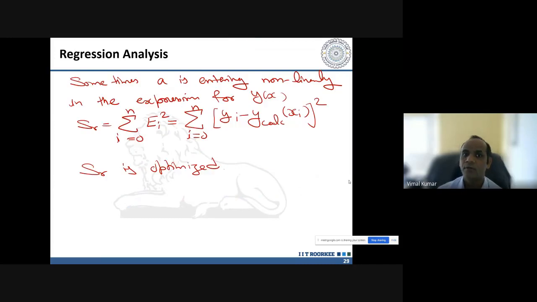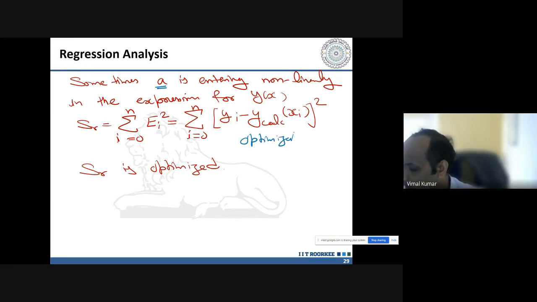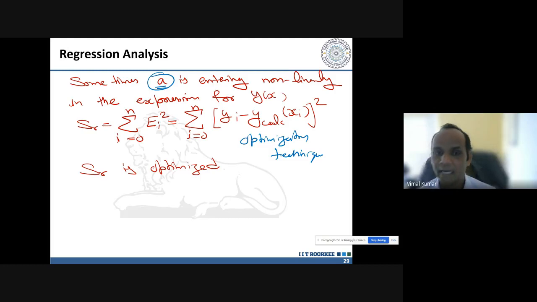But the problem comes where this coefficient is, as Dr. Raj is also referring, that the power is variable. I am playing with the power actually. So let's say A is entering non-linearly in the expression for y of x. In that case, my sum of residual square will be given by yi minus y calculated at xi, squared. So here I have to use some kind of optimization technique, not regression analysis. If A is entering the equation non-linearly, that means A is not constant, A is variable. These are some of the things I wanted to mention about linear regression.